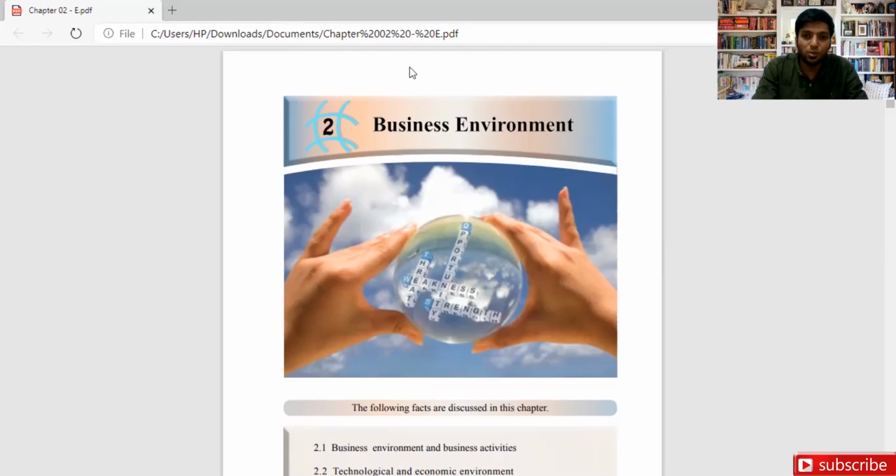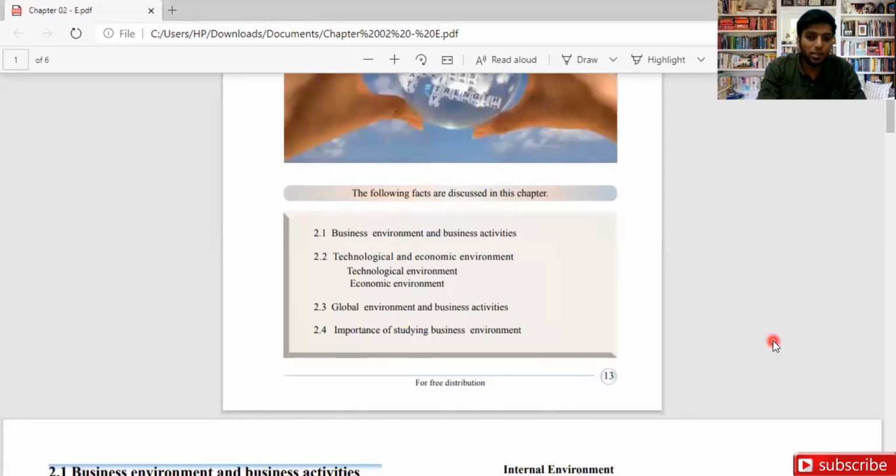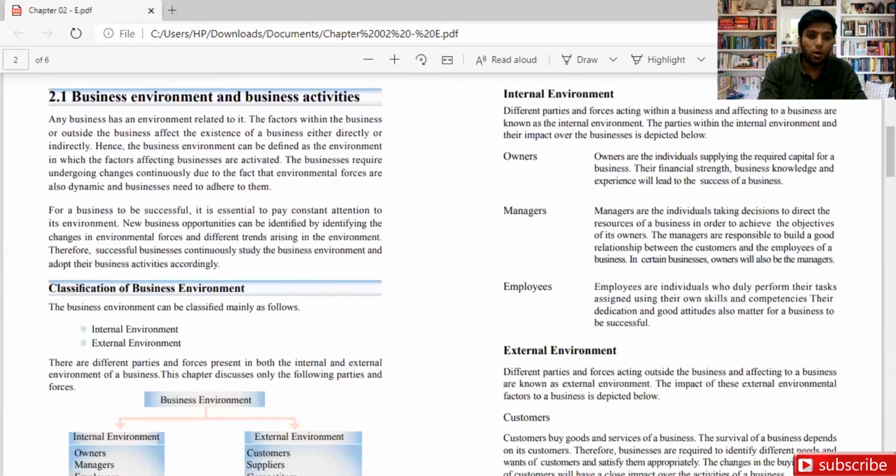Let's start business environment today. I'm going to teach you each and everything in depth as much as possible. Before we move on to the topic, I want to discuss certain things. We say SWOT analysis. Now, this is business environment, right? So, we're going to learn these terms today: business environment and business activities, technological environment, economic environment, global environment, business activities, importance of studying business environment. So, we'll move on to what is business environment first of all.